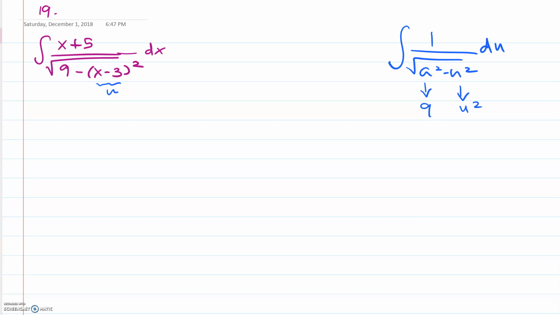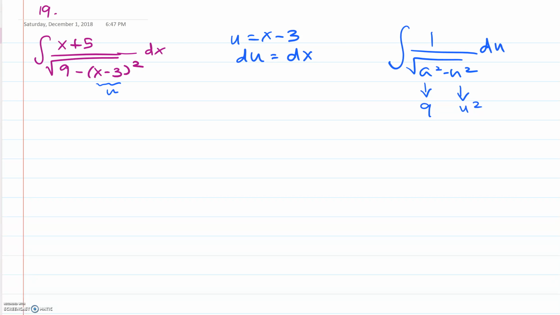Maybe this whole integral might transform to this 1 over square root a squared minus u squared form. So instead of choosing the whole inner function as u, whatever is under the square root as u, it's better to choose just u equal to x minus 3. Right? So the denominator will become 9 minus u squared, and probably this will simplify to one of those last few formulas. Right, so we're going to work with this u, du equal to dx.